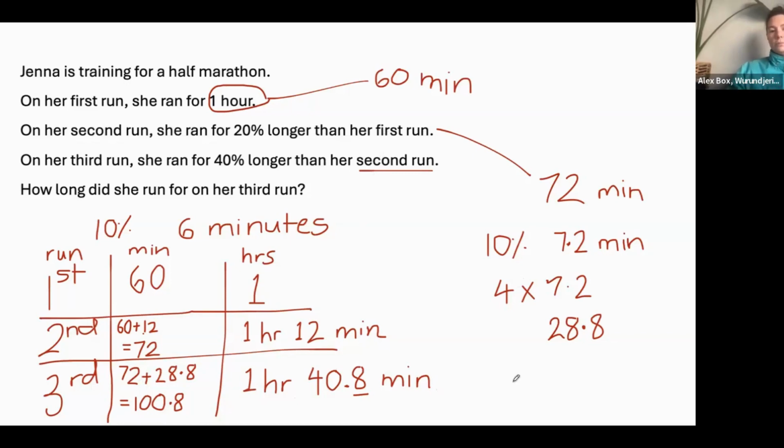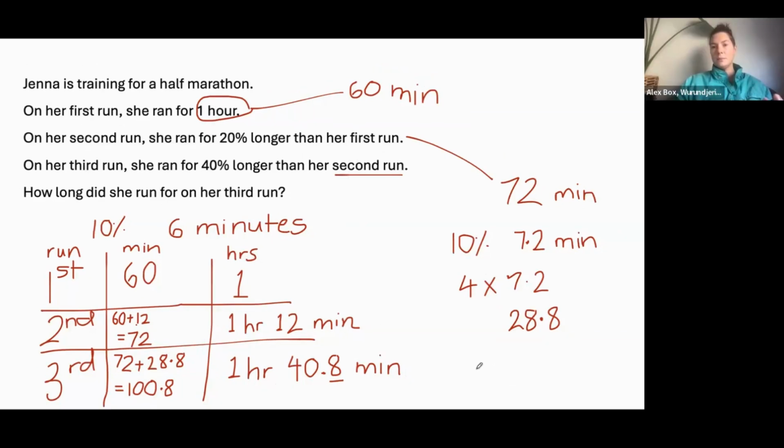Now, what I'm going to do, though, is on the calculator, just to check we have a reasonable answer here, I'm going to go 60 plus 20%, and that gives me 72. So that's great, which is what we got for our second run. Now I'm going to go 72 plus 40%, and it's given me 100.8. So that's really good as well. So our calculations have been right. And then 1 hour, 40.8 minutes.